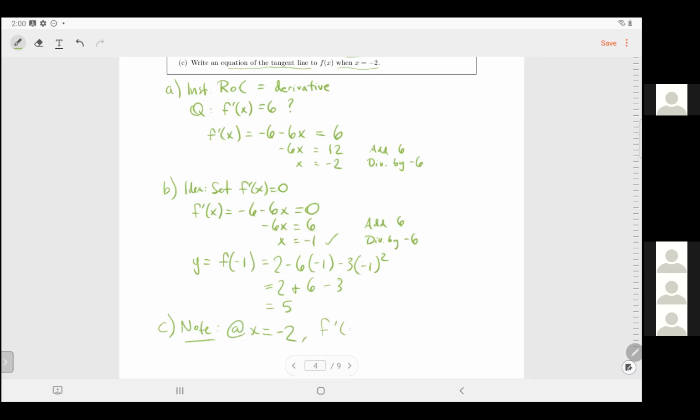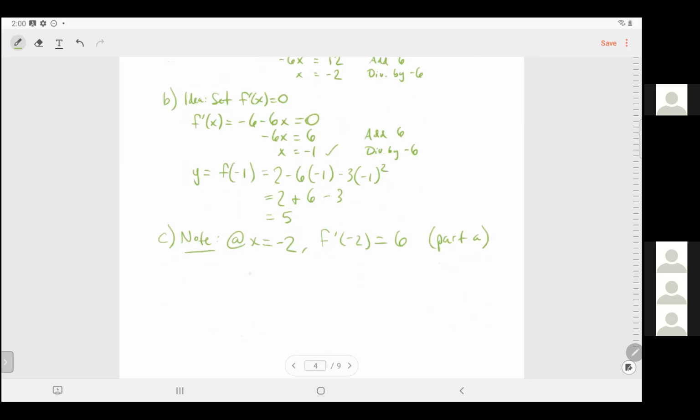Prime equals 6. Okay, so that's fortunate. And then I just need to say, okay, y equals mx plus b. We know m is 6, from that comment above. And we can just start plugging in whatever we want for x and y in order to figure out what our y-intercept is.